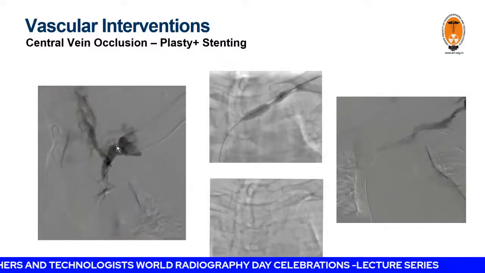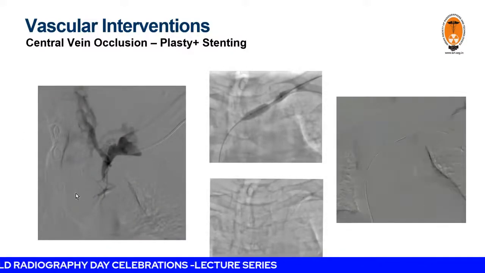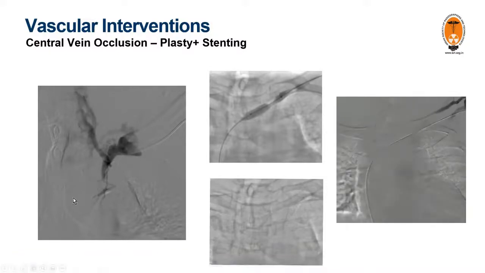Now, not only in the peripheral part of the arm or the forearm, they can also have occlusion in the central vein, that is in the brachiocephalic or SVC. This was a left brachiocephalic occlusion that was also angioplastied and stented, ensuring a flow from the left upper limb across the stent and back into the SVC.